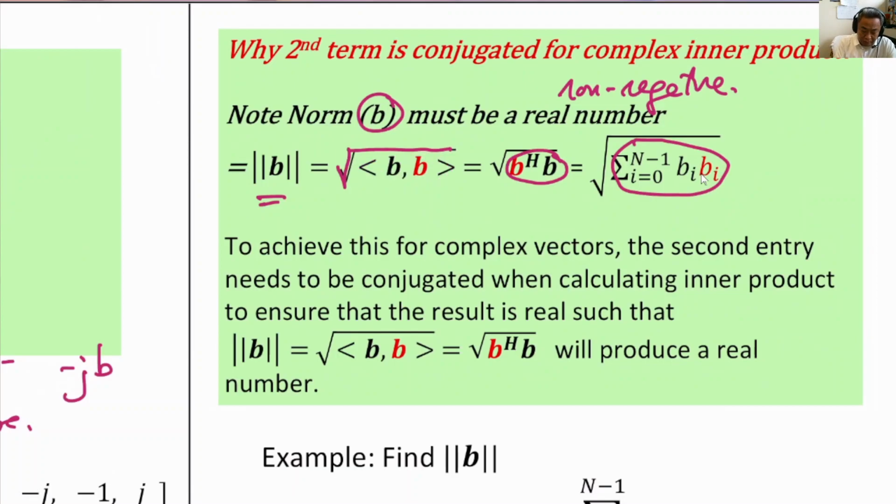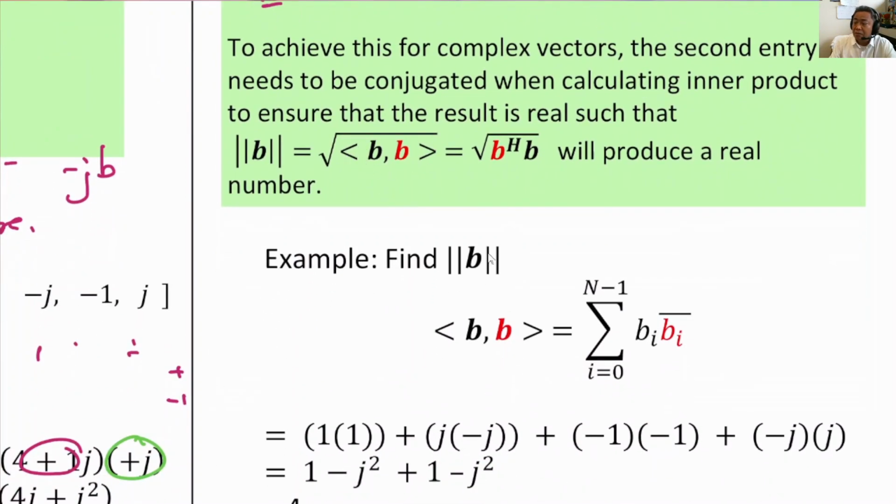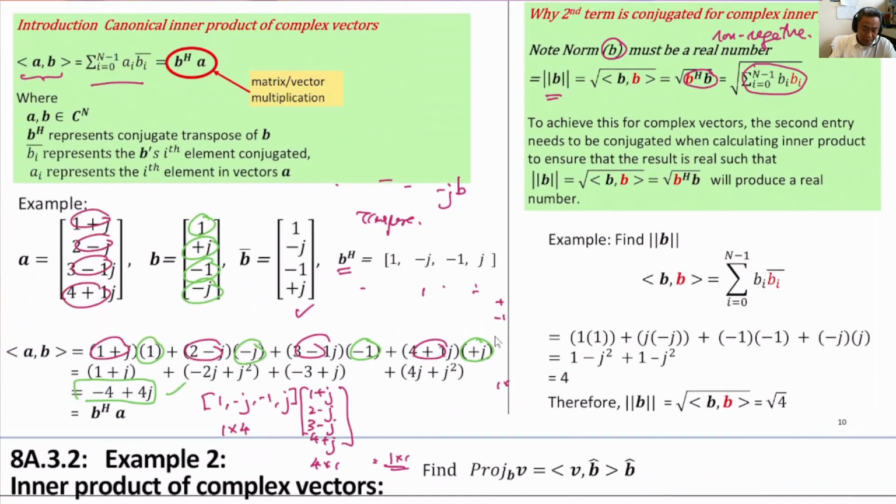So this is the definition of the inner product again. And this is how you calculate the norm of B. Okay, so why do we want the second entry to be conjugate transpose? The reason is that it must produce a real number inside the square root. So let's try to find the norm of B. Alright, we substitute what B is. So this is B. And we also substitute each element conjugated, which is this one. So we plug this and this into this equation, and out comes a real number, 4.